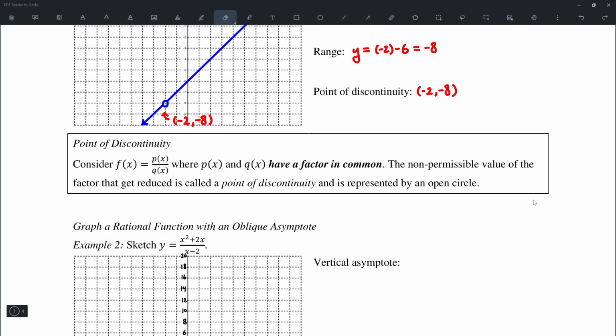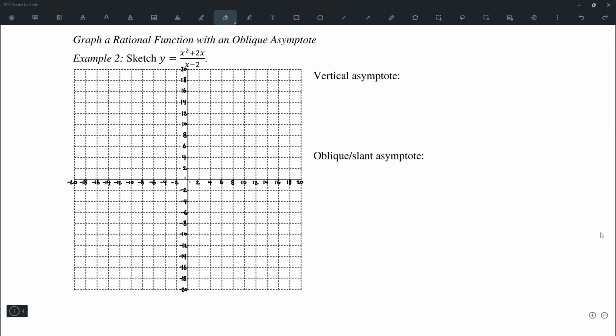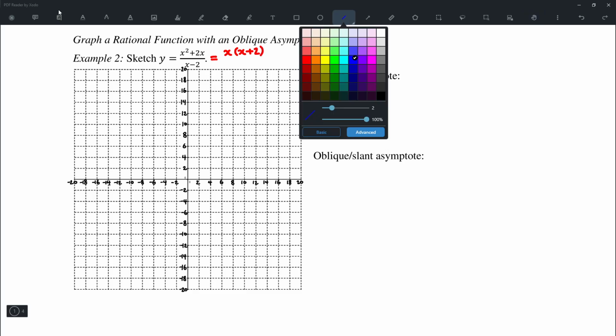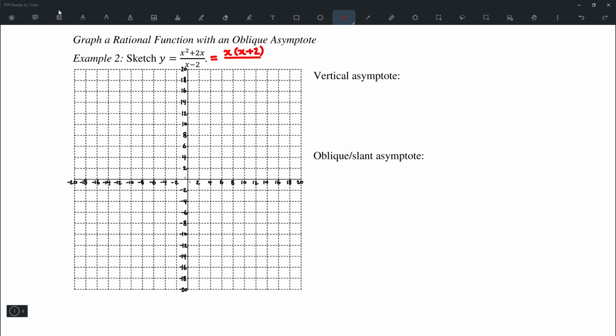Sorry about that. So next we have example 2. Given what we saw in example 1, you'll be tempted to try to factor and eliminate a common factor. So we'll get x and then x plus 2 in the numerator all over x minus 2, which of course does not produce a common factor, and so there's no point of discontinuity, and the non-permissible value will instead cause a vertical asymptote of, in this case, x equals 2.